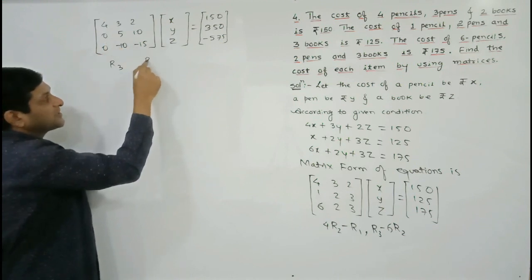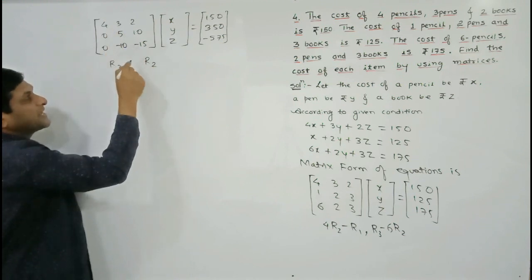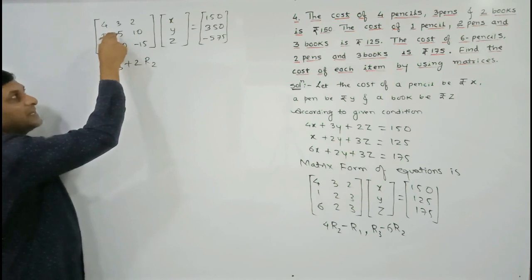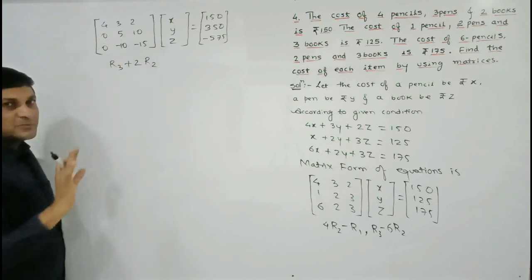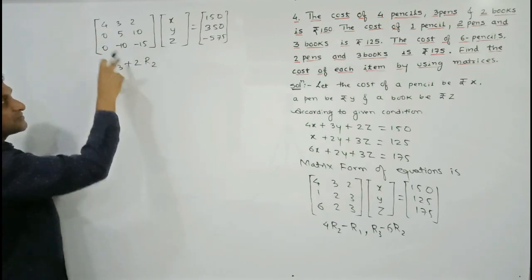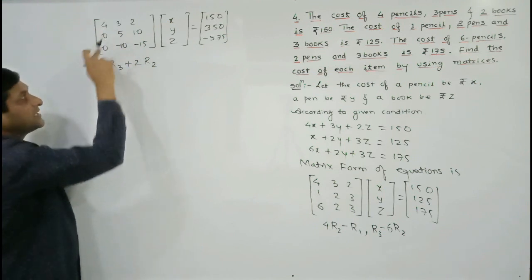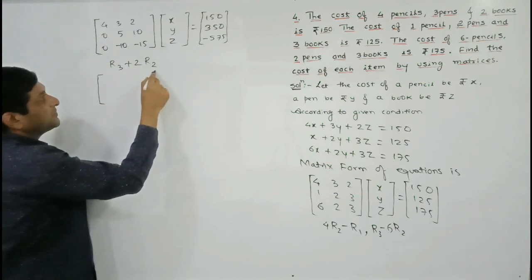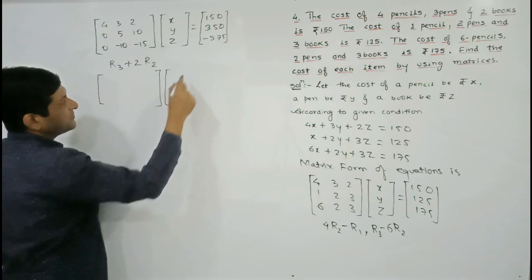So better we use the corresponding element of R2. We are multiplying R2 by 2. So we will get 10, and 10 minus 10 will become 0 if we are taking addition. That's why we are taking addition here, to convert this element into 0. So let us perform this operation on the element of R3.